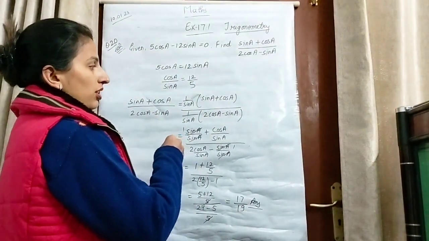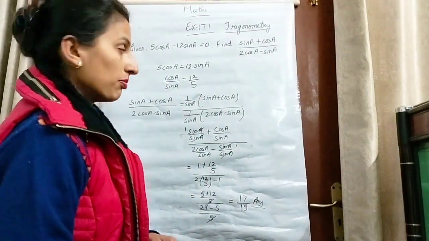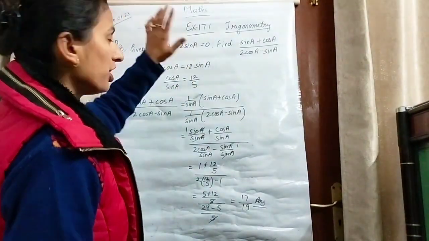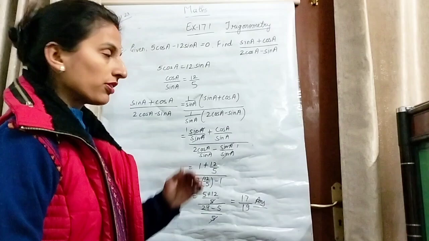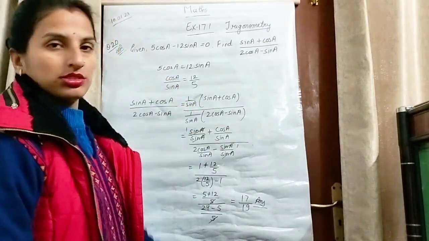In this question we are not using any identity, but there is a relation between the two trigonometric ratios by the given condition. According to the given condition, we can derive the relation between the two trigonometric ratios and just simply put it in. Okay.